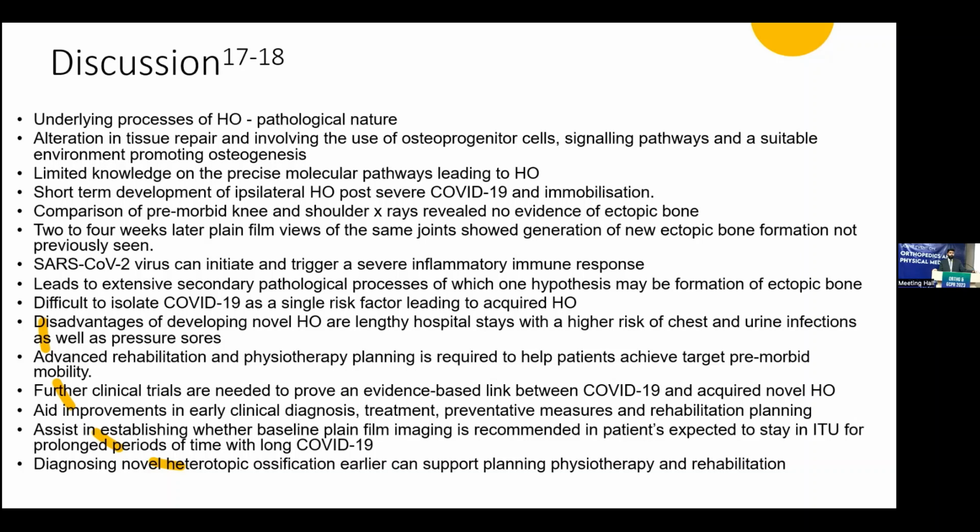We need to aid improvements in early clinical diagnosis, treatment, preventative measures, and rehabilitation planning. These will help assist in establishing whether baseline plain film imaging is recommended in patients staying or expected to be in ITU for a prolonged period. Diagnosing novel HO earlier can support physiotherapy and rehabilitation.